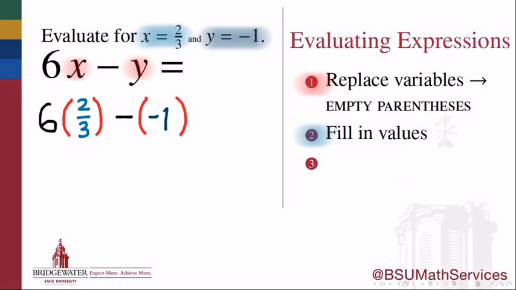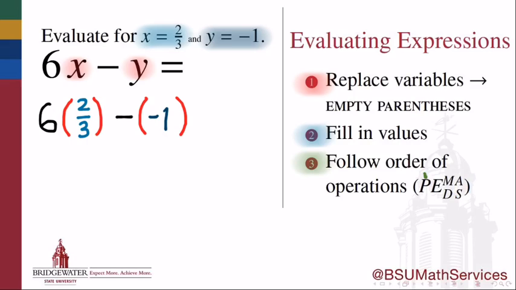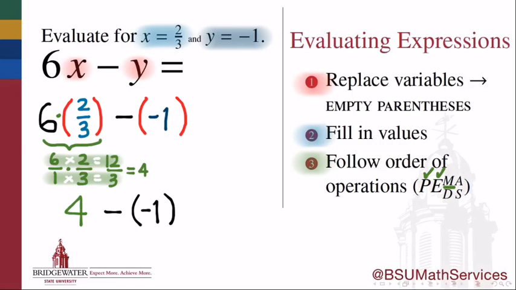This gives us an expression which is no longer an algebraic expression, but a numerical expression. Our variables are gone, and we have an expression that only requires us to complete some arithmetic. So to do that, as usual, we'll follow the order of operations. This expression had no work to do inside the parentheses, it had no exponents, and so the first thing we would do is multiply 6 times 2/3.